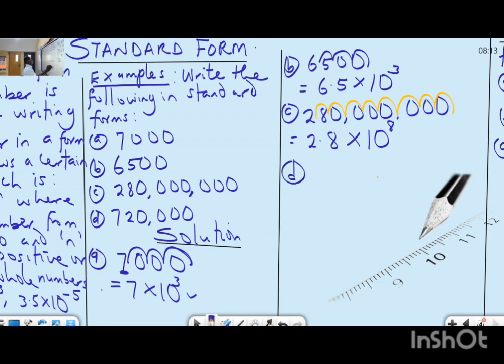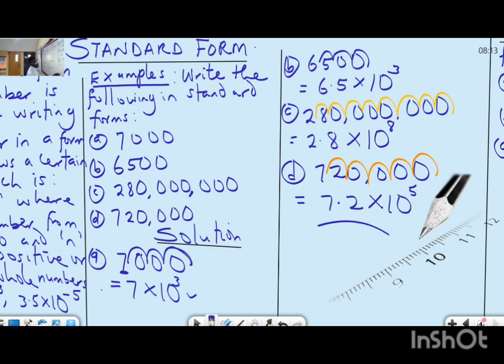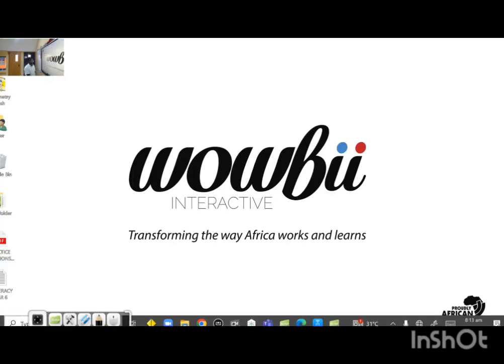And the D part, we have 720,000. I'm supposed to leave this for us to do, but anyway, let's do it together. We have 1, 2, 3, 4, 5. So we stop before the first significant figure. So this will be 7.2, ignoring the zeros, times 10 raised to the power of 5. And that gives us our answer in scientific notation. I hope this video is helpful, and I've been able to do justice to understanding standard form.